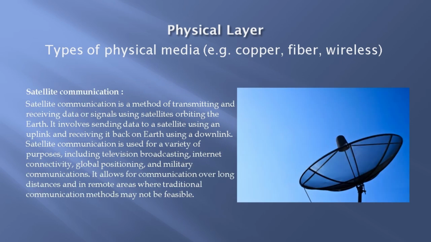Satellite communication. Satellite communication is a method of transmitting and receiving data or signals using satellites orbiting the Earth. It involves sending data to a satellite using an uplink and receiving it back on Earth using a downlink. Satellite communication is used for a variety of purposes, including television broadcasting, internet connectivity, global positioning, and military communications. It allows for communication over long distances and in remote areas where traditional communication methods may not be feasible.